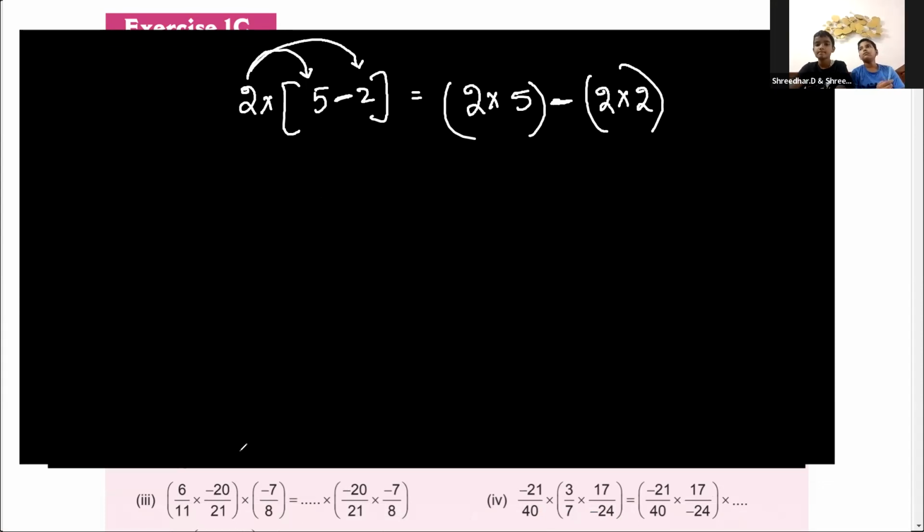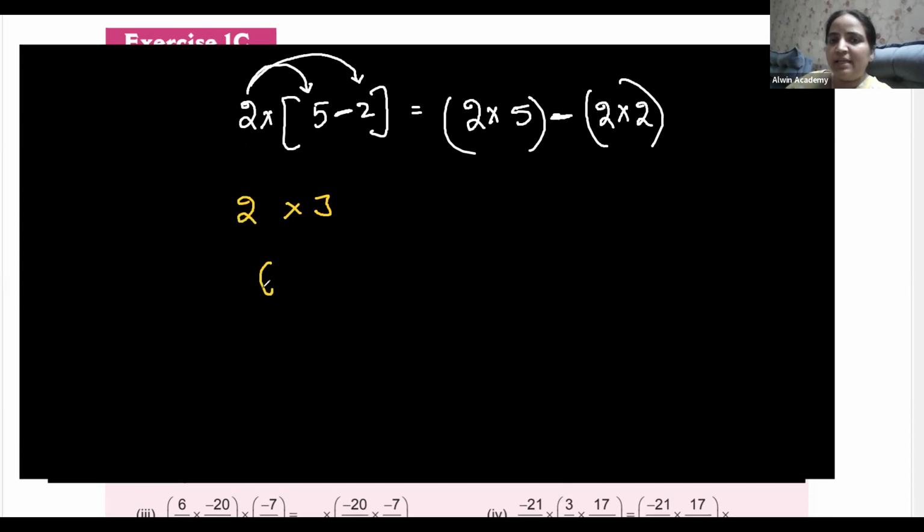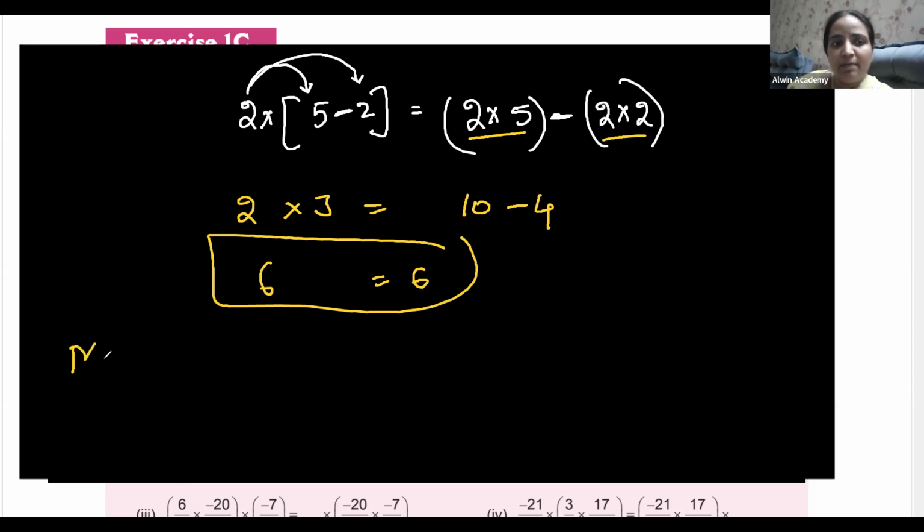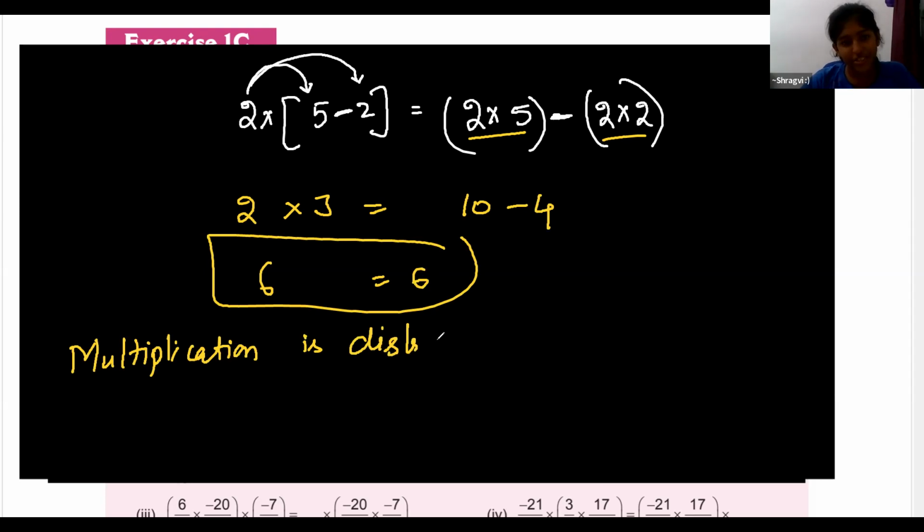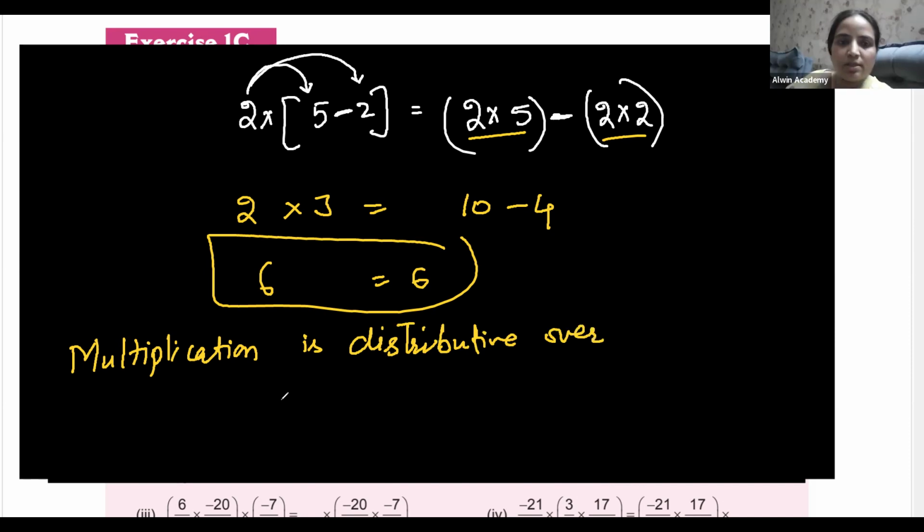Okay, so can you people see here? Shrikant and Shridhar, have you got the correct answer? Yes, ma'am. Samihan, have you got the correct answer, beta? Yes, ma'am. 5 minus 2 is 3. 3 times 2 is 6. Let's see if the answer on the right hand side is also 6. 5 times 2 is 10, minus 2 times 2 is 4. 10 minus 4 is 6. Both are equal. So what I can write here is multiplication is distributive over subtraction.